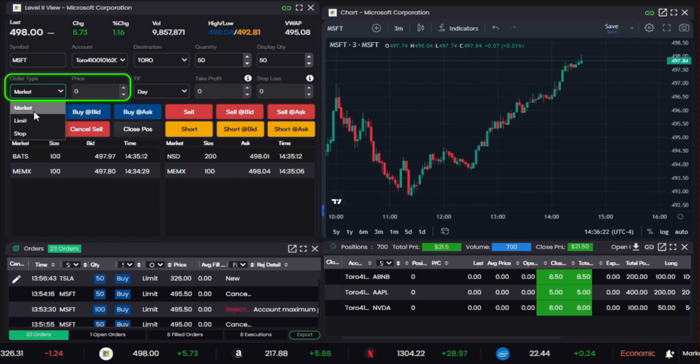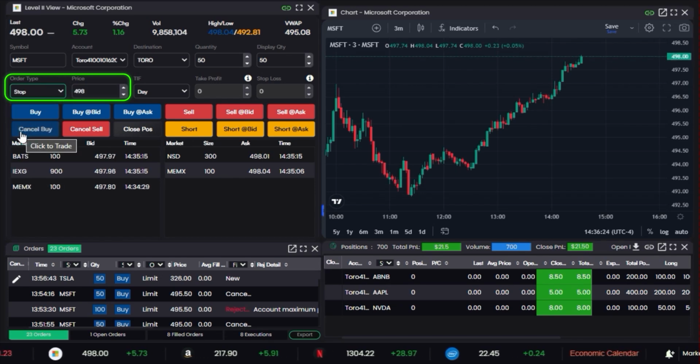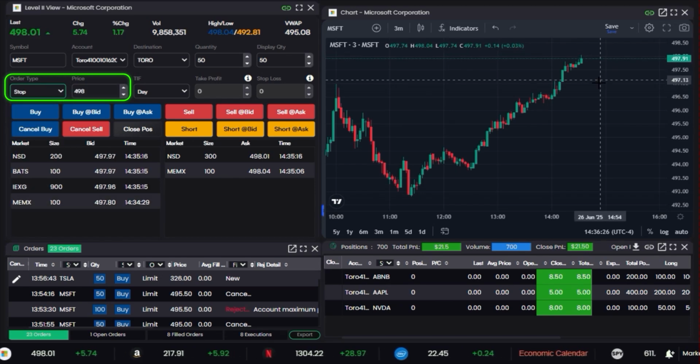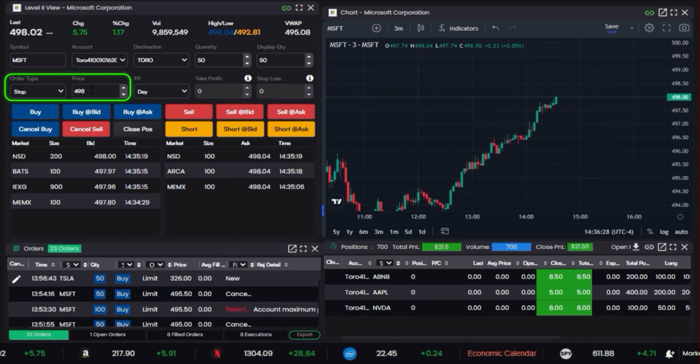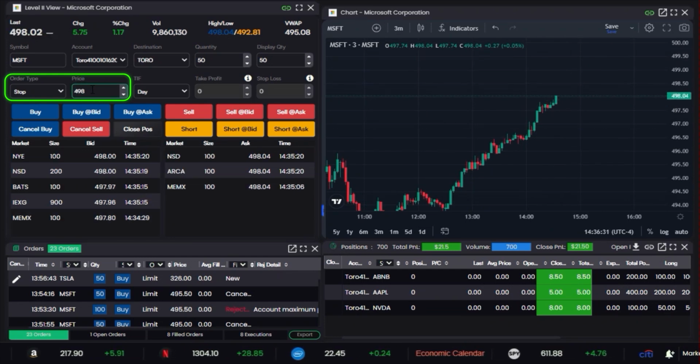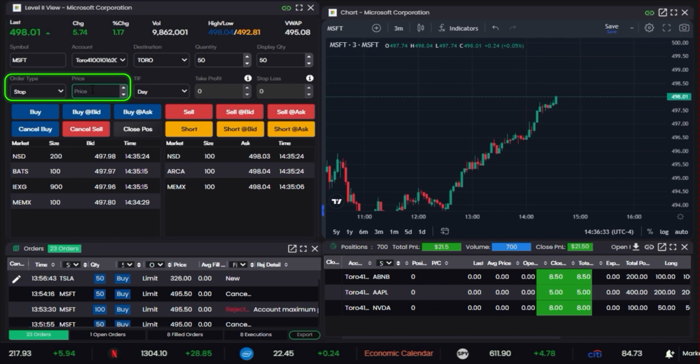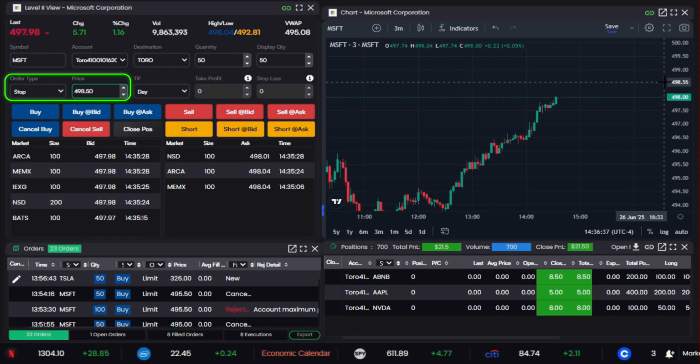Third, Stop Order, buy or sell shares at a specific price by typing your desired price at the price section. Your order will not be filled unless the market reaches that set price. This is actually just a market or limit order with an activation price that triggers the order.